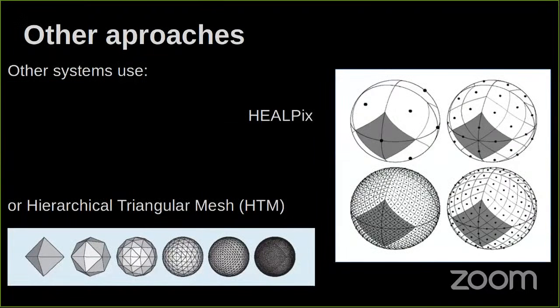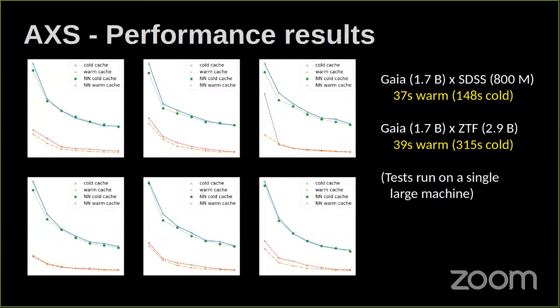And I'll show you first some performance results. We've done those tests on a single machine. For example, Gaia with 1.7 billion rows, when we cross-match it with ZTF, which contains about 3 billion rows, we can do it in 40 seconds with warm cache and about 5 minutes with cold cache. Meaning that the cache is the file system cache.